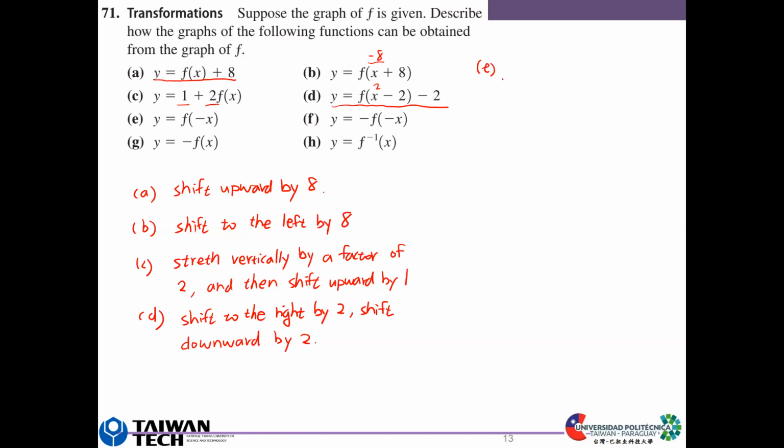Okay. And then we look at problem E. In problem E, f of x becomes f of minus x, but they have the same y. So we can think of this as x, y. And then when x becomes minus x, it has the same y, which means it is symmetric about the y-axis. So for this figure, it is symmetric about the y-axis.